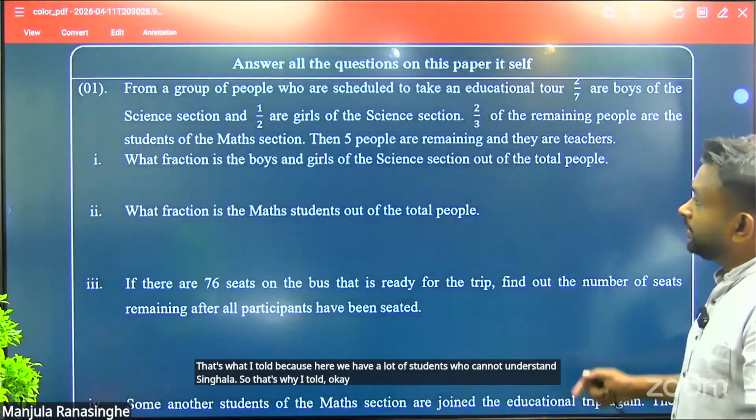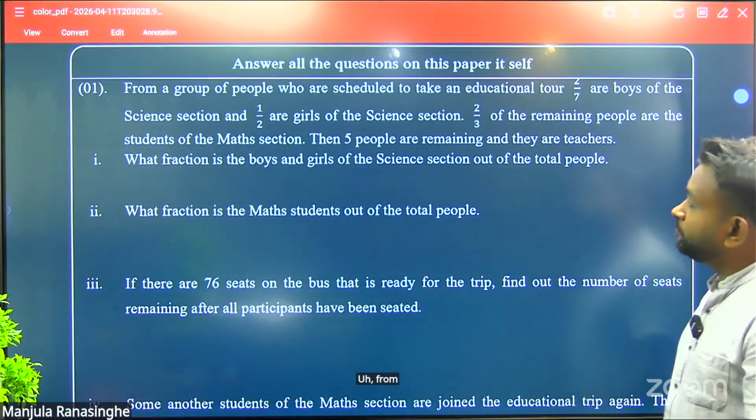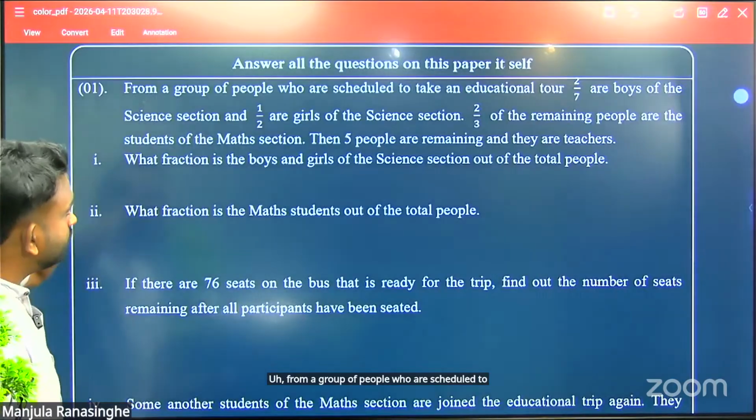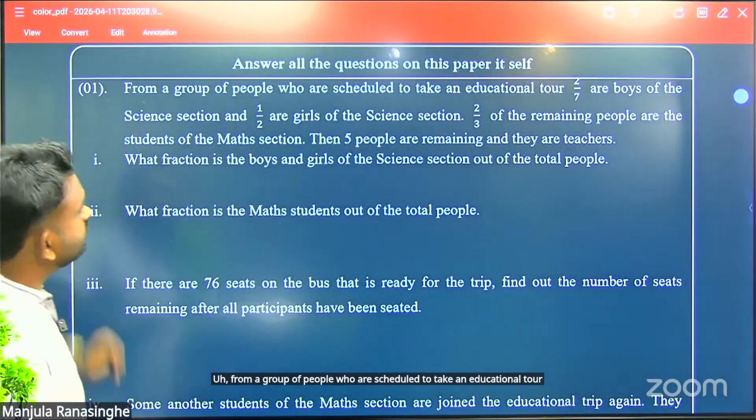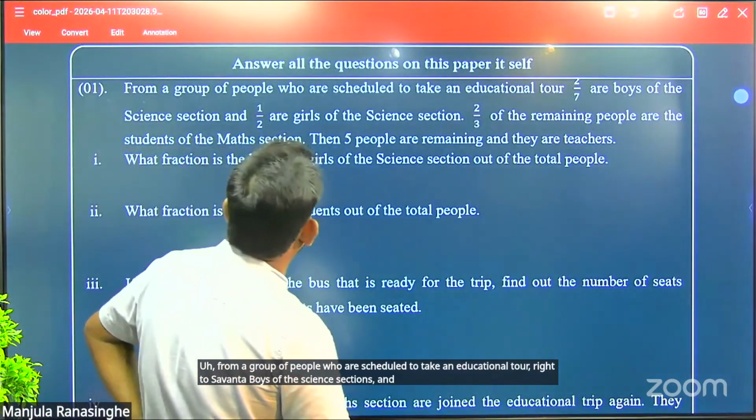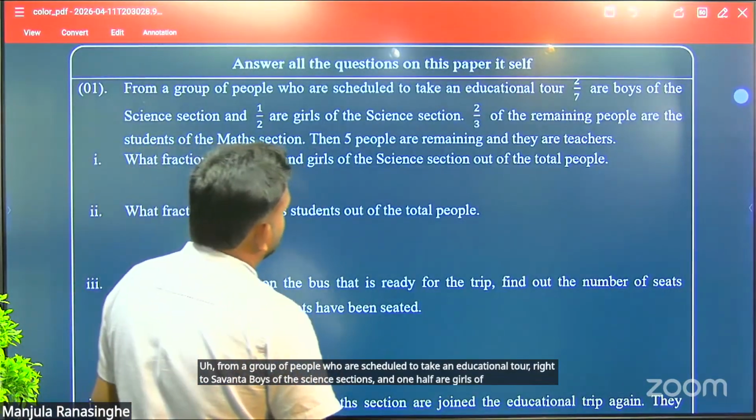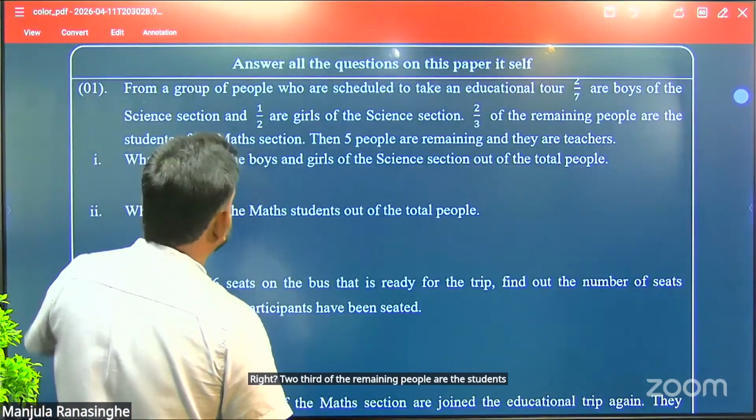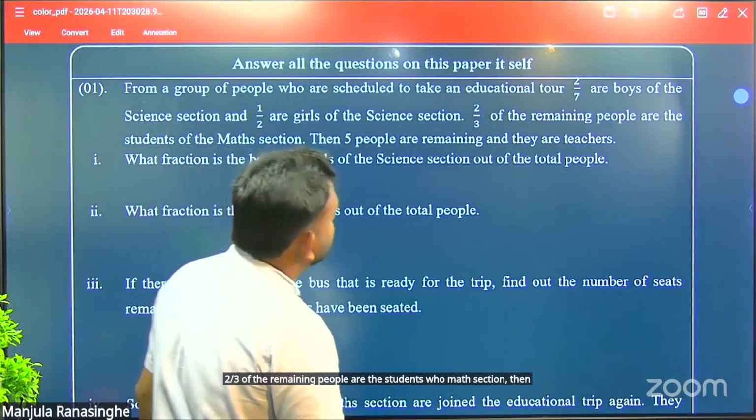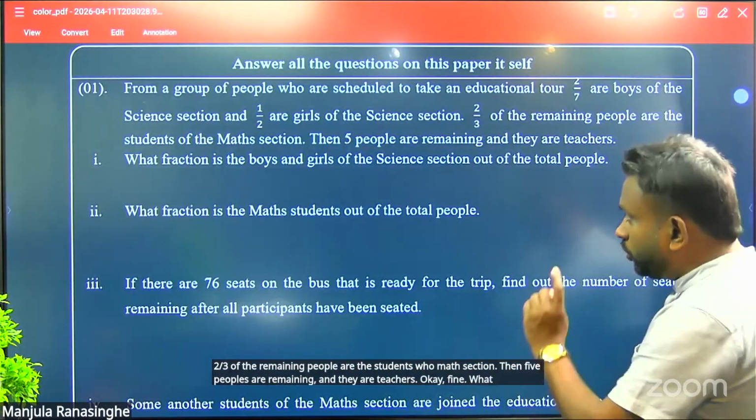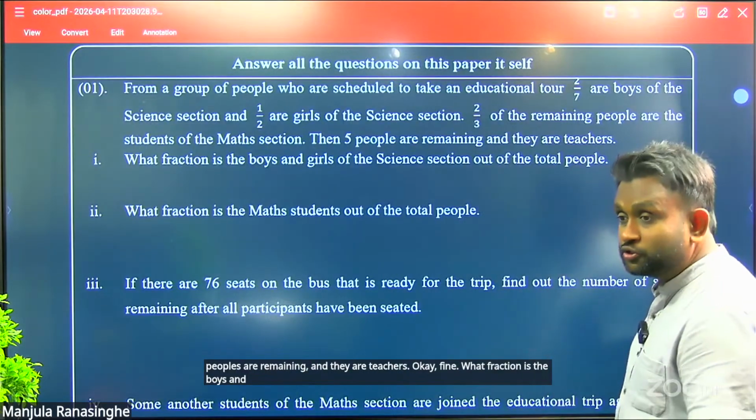Okay, right. From a group of people who are scheduled to take an educational tour, 2/7 are boys of the science section, and 1/2 are girls of the science section. 2/3 of the remaining people are students of the math section. Then 5 people are remaining and they are teachers. What fraction is the boys and girls of the science section?